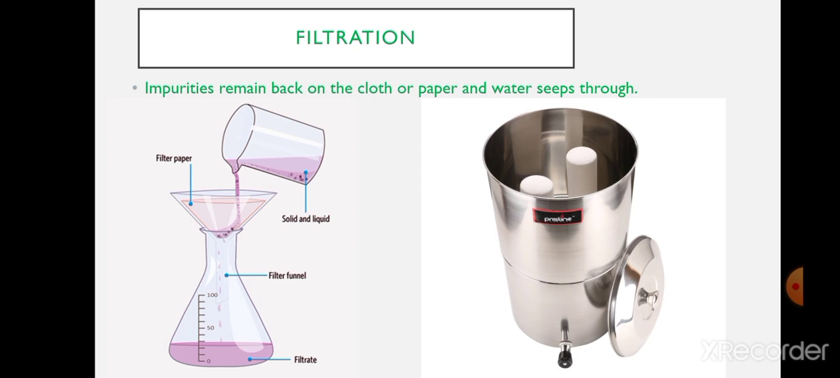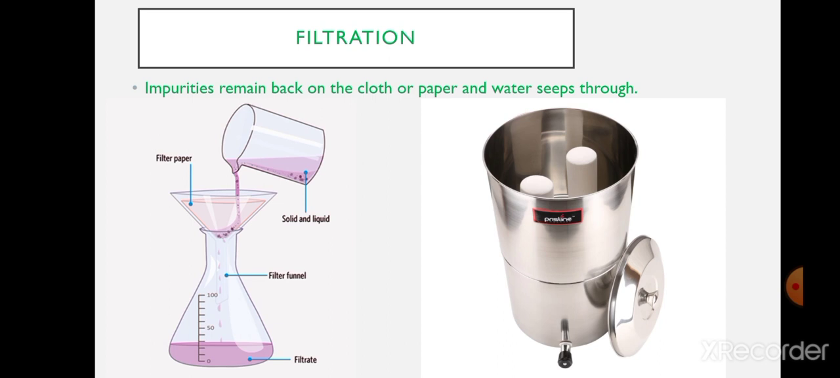Now at home, people can't be using filter papers all the time for drinking, right? So we use filters which contain candles, and these candles are made of clay, and they have pores or holes. The water drips through the holes very slowly, but the impurities cannot pass through. Some filters are fitted directly on the tap these days, to get pure and clean water.